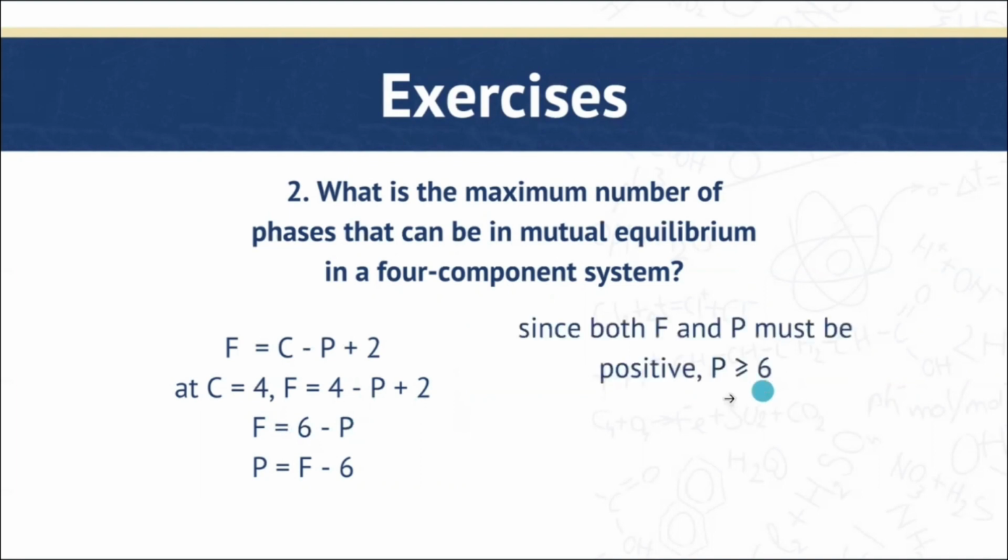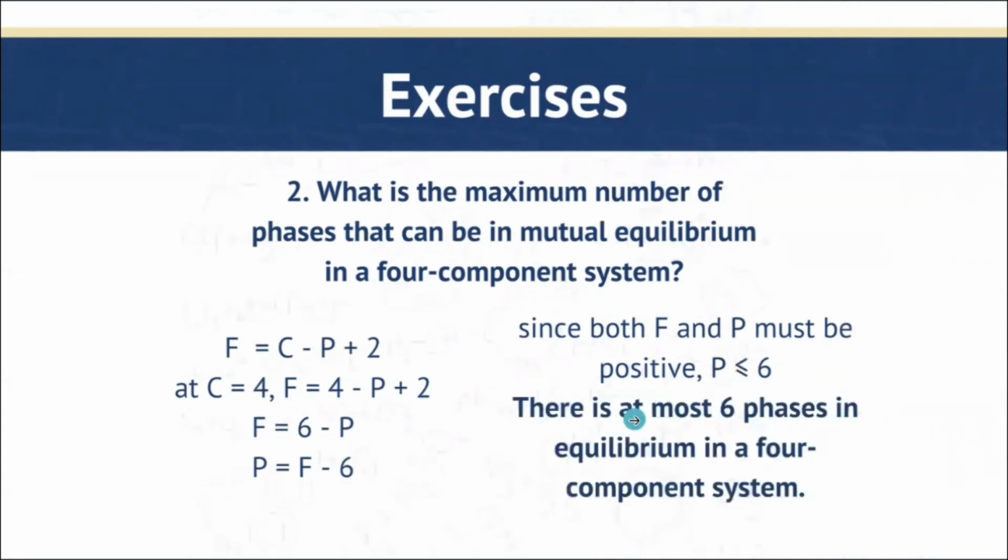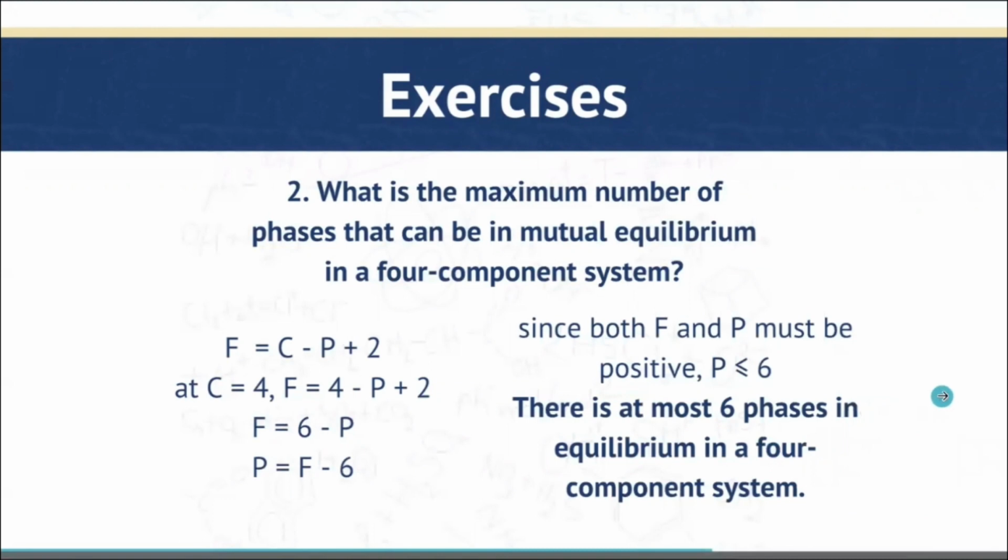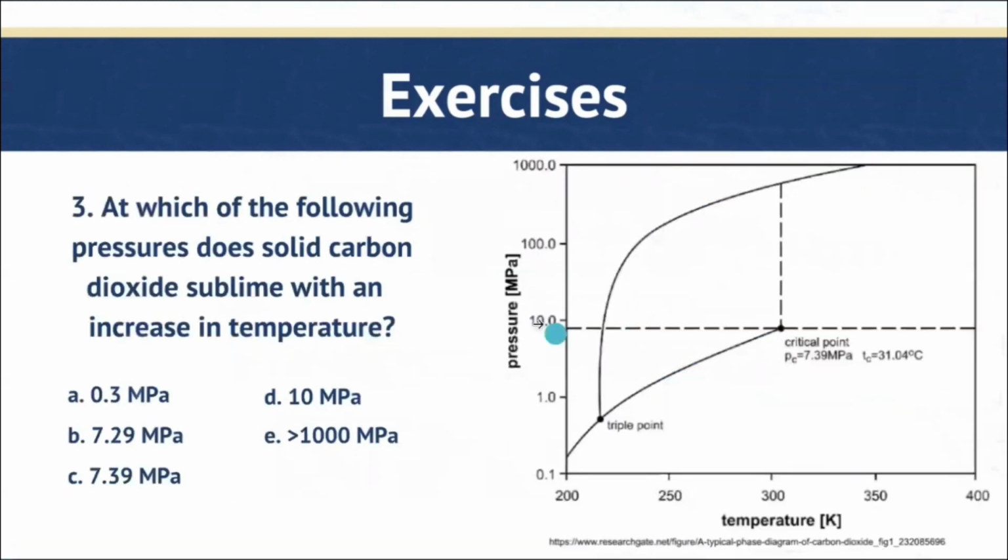Then, alam naman natin na ang phase and degree of freedom, hindi dapat magne-negative, kasi wala naman tayong negative number of phases at negative na degree of freedom. So, dapat walang magne-negative dito. So, at most, 6 lang yung pwede mong phases para hindi mag-negative si degree of freedom mo. So, yun. Ang sagot mo ay at most 6 phases sa 4-component system mo.